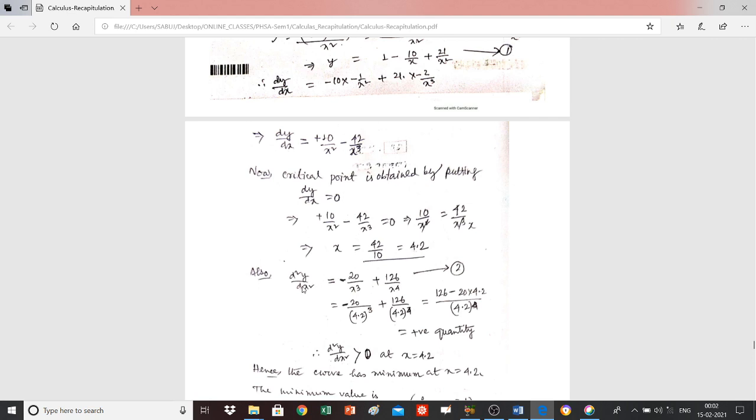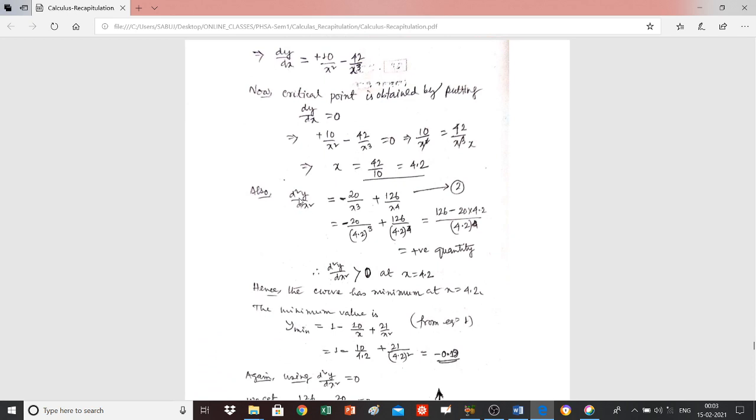Now we are here to find out the value of d2y by dx square. The value of d2y by dx square is, from the first term, minus 20 by x cube, then from this term minus 42 into minus 3 into x to the power 4. That means it will give you minus 20 by x cube plus 126 by x to the power 4. Now just calculate the value of d2y by dx square at x is equal to 4.2. That is done here.